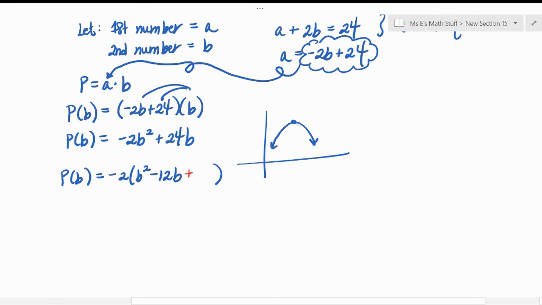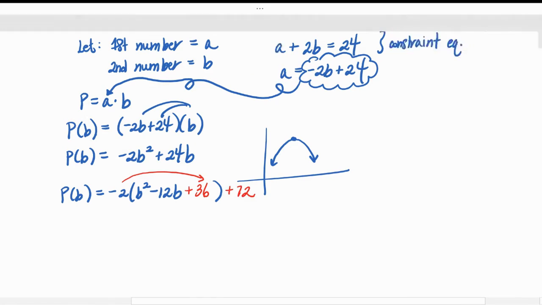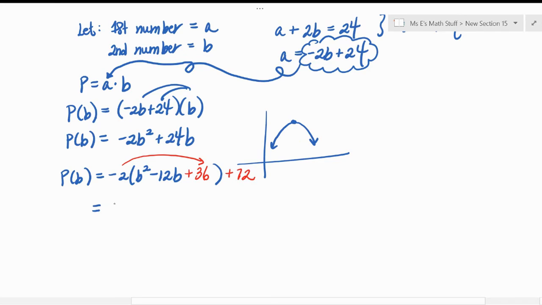Divide 12 by 2, that's 6. Square the result, so you add 36. Now it looks like I added 36, but be careful: I actually just subtracted 72. So to undo that, I'm going to add 72 back on. Now in completed square form, that factors as B minus 6 quantity squared, plus 72. So I know this parabola got shifted to the right 6 and up 72. The coordinates of that point are (6, 72).